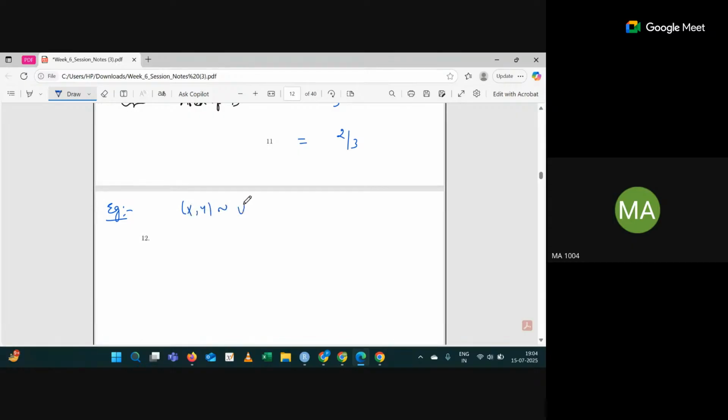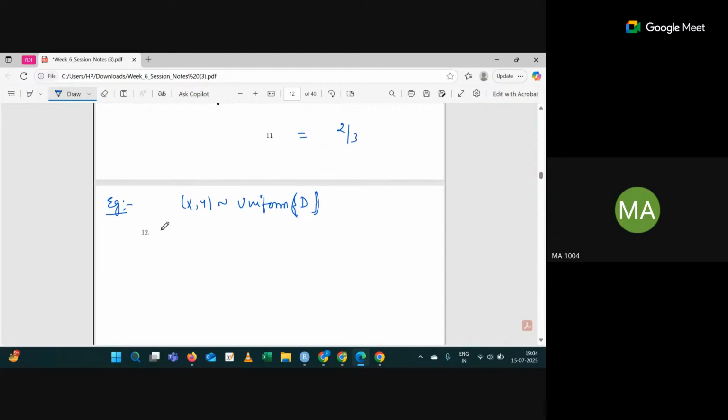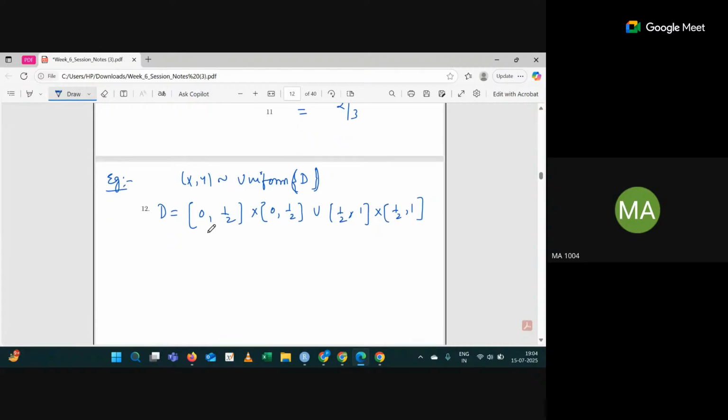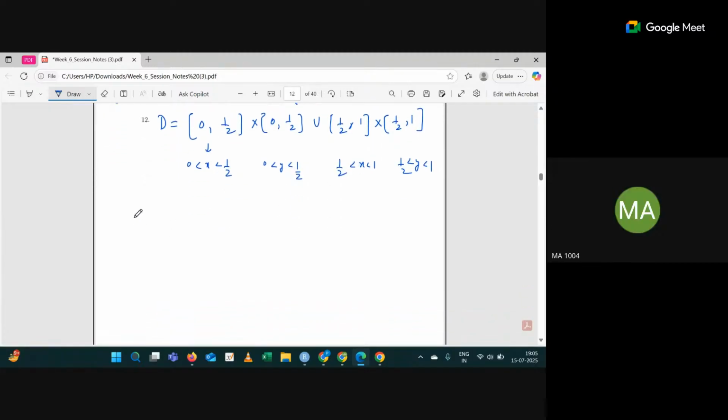Okay, so let me take another example. Let's say (x, y) is from a uniform distribution on D. And what is D first of all? Let's say D is defined as, now let me change a bit. Suppose I'm saying 0 to half, 0 to half, and this is the union of half to 1 and half to 1. So what is the limit of x here? 0 to 1 by 2, 0 to 1 by 2, half to 1 and half to 1, right? Now let's try to draw the graph.